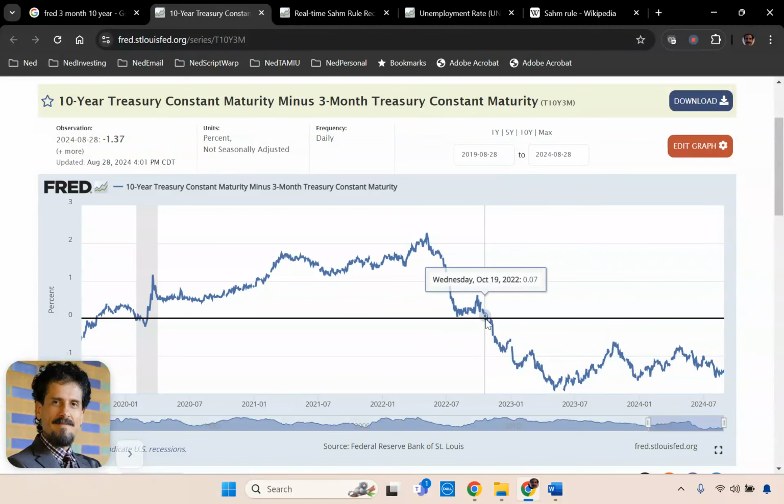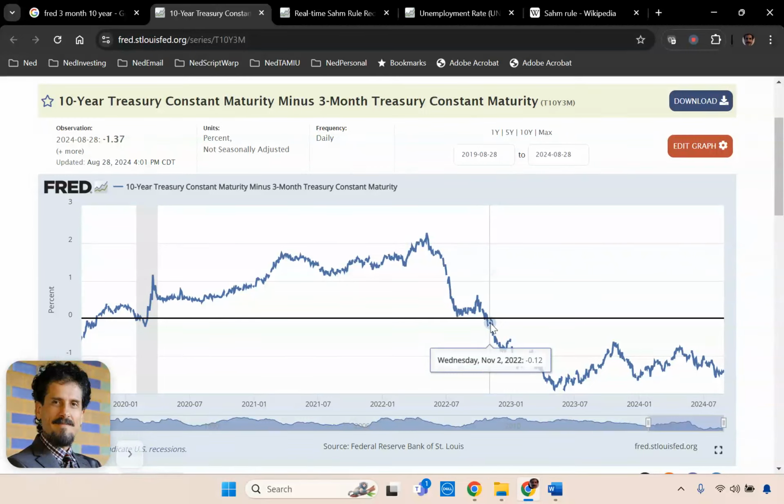And these are two widely used indicators of recessions. This one tends to be given to investors and others sometime in advance.